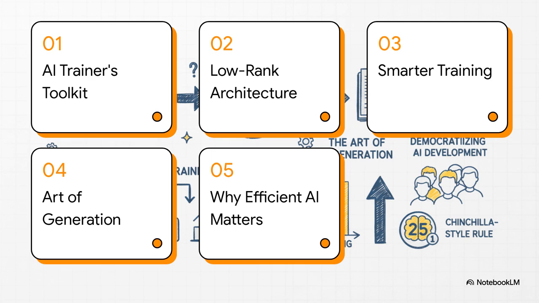So here's the game plan. First, we'll unpack the toolkit that comes built into this script. Then, we'll get into the real secret sauce, its low-rank architecture. After that, we'll see how it trains smarter, not harder. Then comes the fun part, the art of generation. And finally, we'll zoom out and talk about why all this efficient AI stuff is so important.